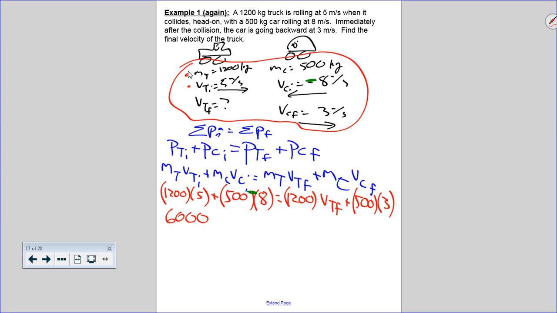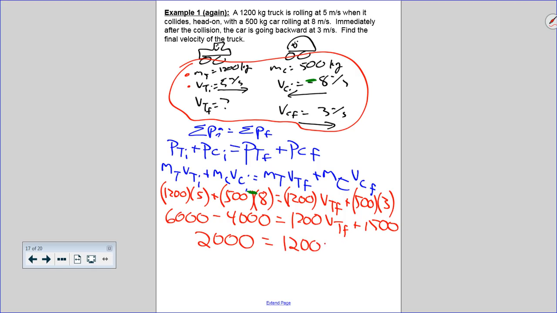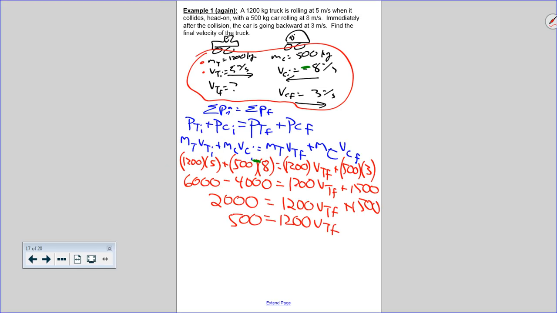So that means that this is minus 4,000 equals 1,200 VTF plus 1,500. This gives you 2,000. This is our total momentum before the collision, equals our momentum after the collision. Subtract the 1,500 and you get 500 equals 1,200 VTF. Divide and you get the same thing we got before.